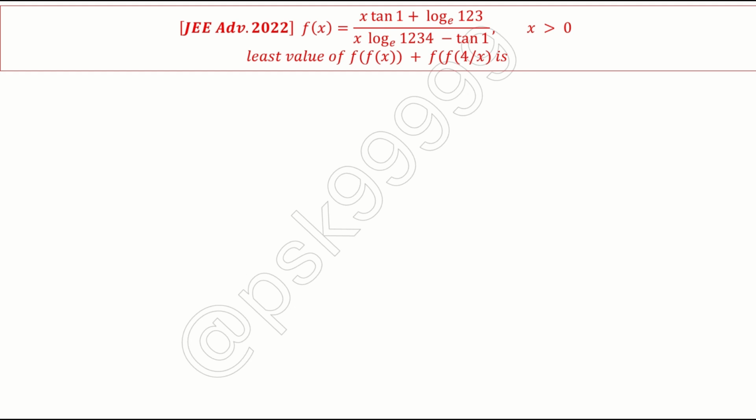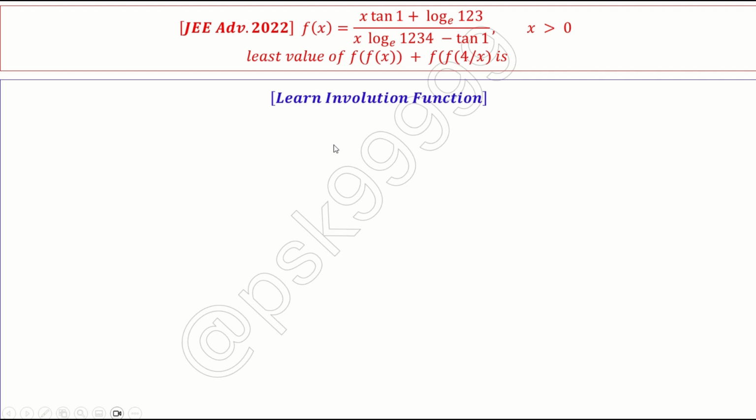When you see this f of x and f of 4 by x, you should think whether it's a self-inverse function or involution function. There is a concept. Let's first learn the concept of involution function or self-inverse function, and then come back to this problem.